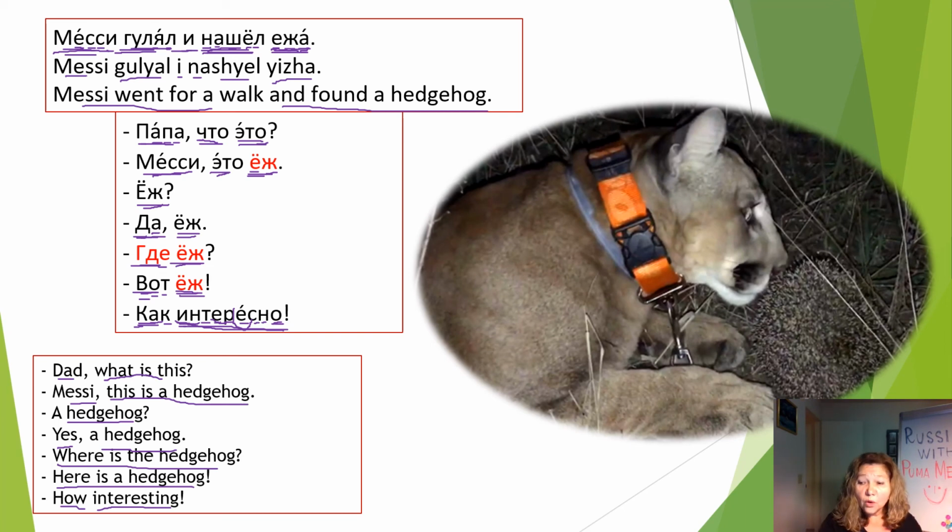Now we know everything about the letters and the words. We know every word, what it means and everything. Now let's simply read the dialogue. Папа, что это? Месси, это ёж. Ёж? Да, ёж. Где ёж? Вот ёж. Как интересно.